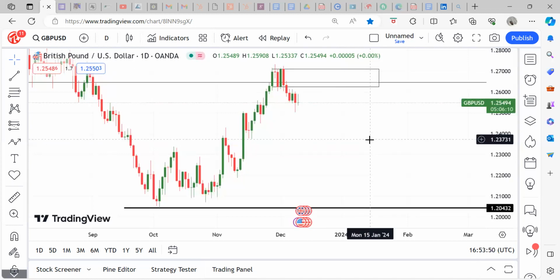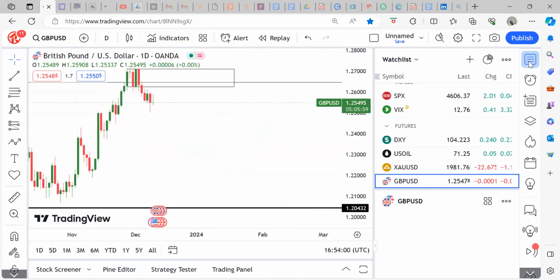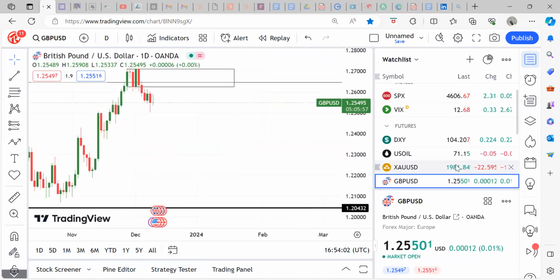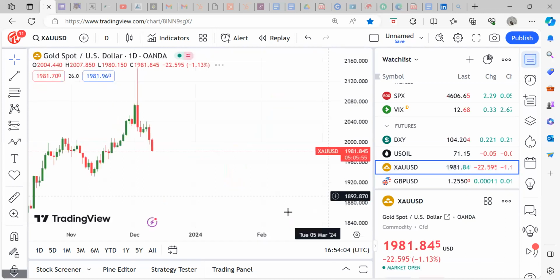However, you can also take part in whatever is unfolding in the markets. So that's just a projection for GBP USD. Let's check gold first.